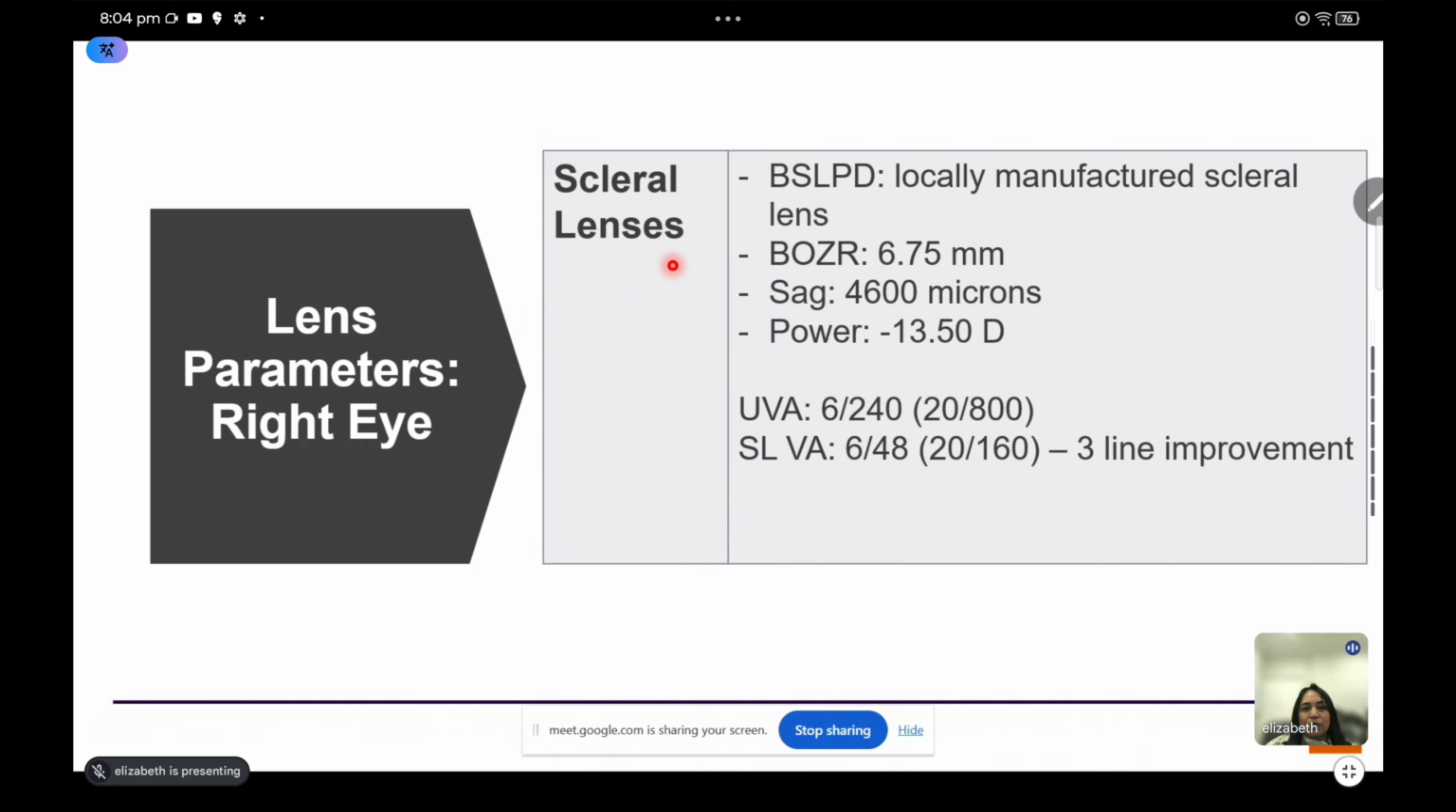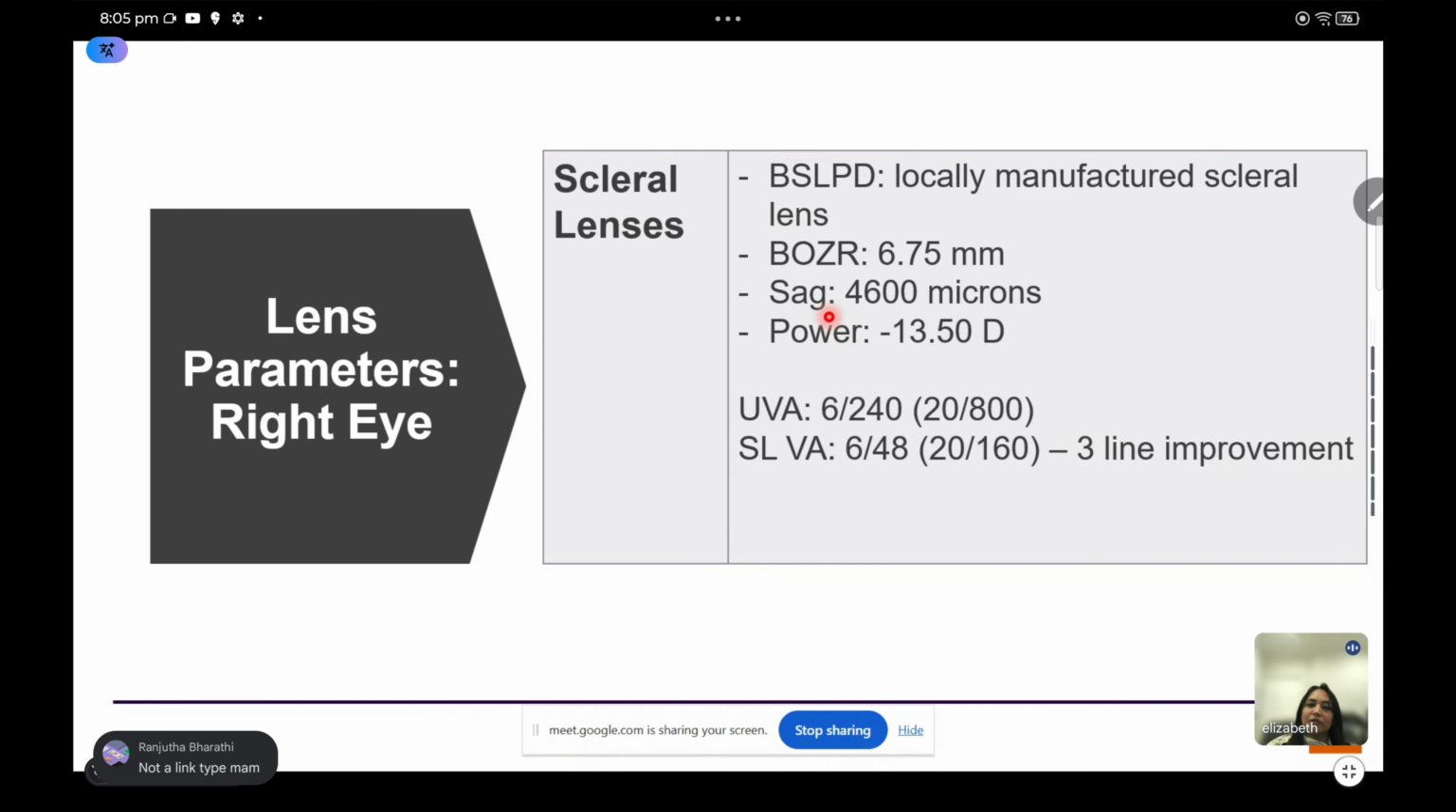So initially for him, because he's got keratoconus and because it was so severe, we went straight into scleral lenses for this particular patient, like we usually do. It was a locally manufactured lens, and we started off with a 4,000, or not started off, this was actually the final scleral lens that we landed on.